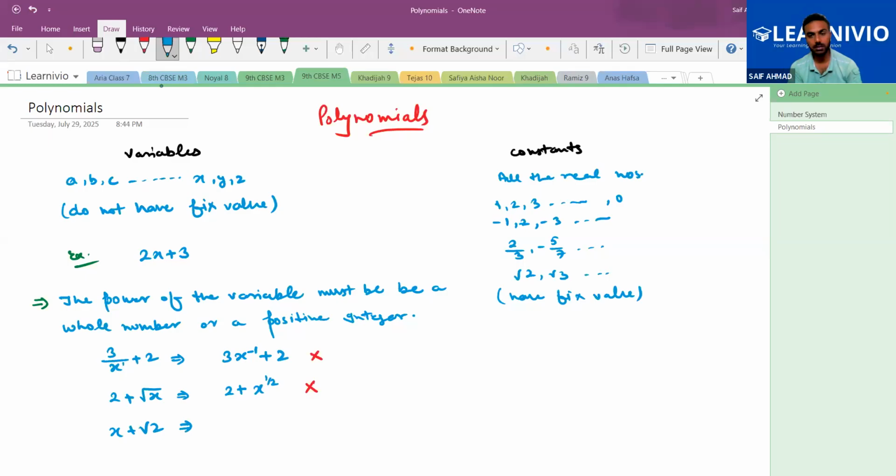Now tell me, Loki, this is a polynomial. Yes, sir, this is a polynomial because the square root is on the constant, not on the variable. Yes, this is a polynomial. Note it down.